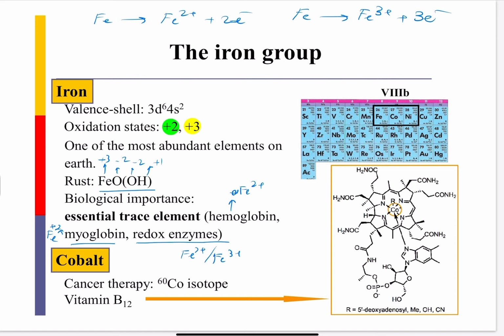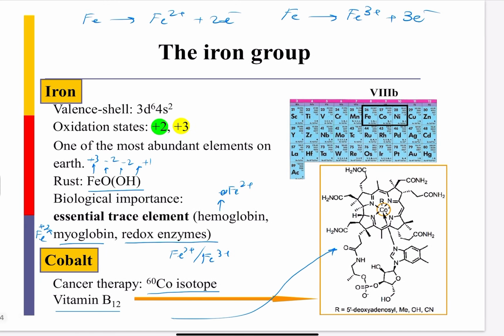The other element is cobalt. In cancer therapy, which I mentioned, I think in the first or second lecture about isotopes, the cobalt 60 isotope is used for cancer therapy, and also in vitamin B12. Okay, we can see the structure here. It is inside the porphyrin ring. We see the cobalt ion, which helps the stability of vitamin B12.